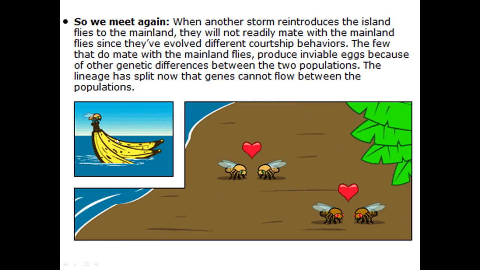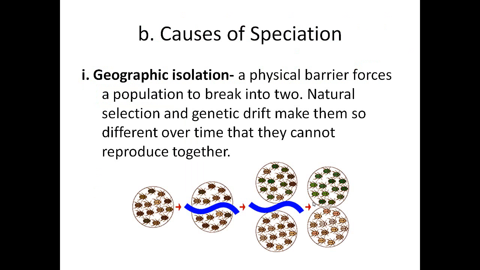and then one day they're reunited together. They became so different on their respective islands that even though they had a common ancestor, they can no longer mate with each other because they're too different. We now have 2 different species. That's the idea of speciation. How can we make new species form?